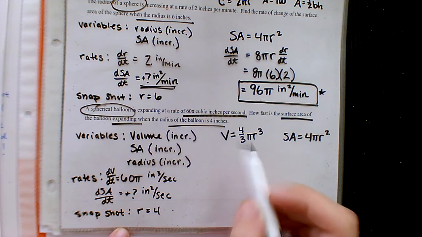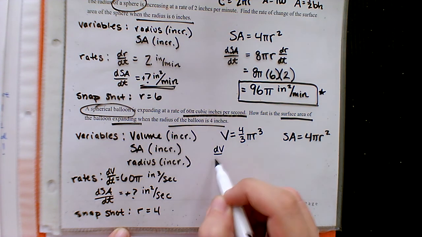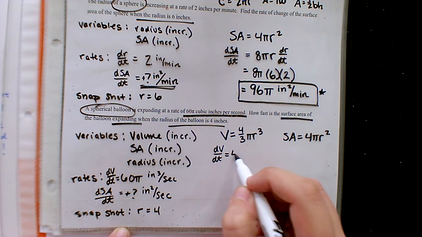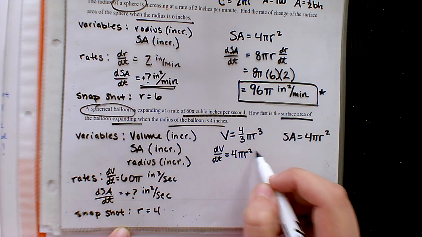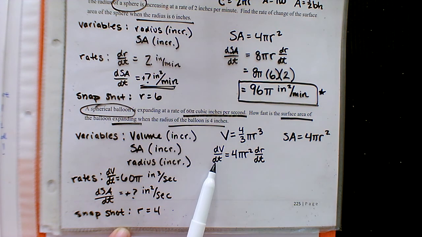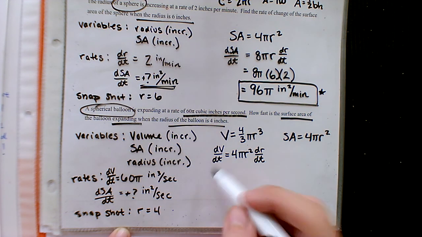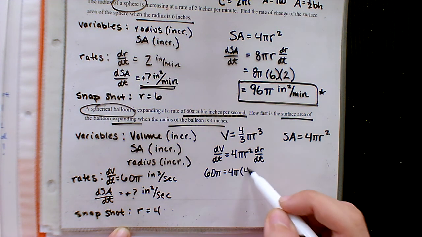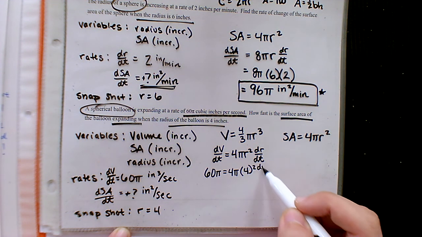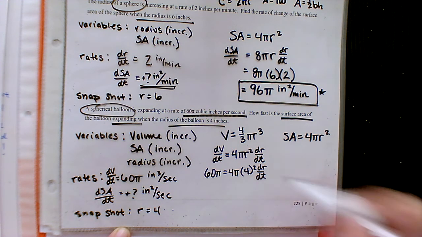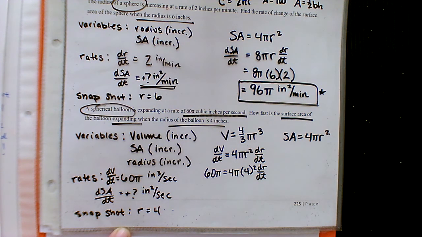Yes. If we take the derivative of volume, dV over dt, and then the derivative of the right-hand side we said was 4 pi r squared dr over dt. Do we know the rate at which volume is changing? Yep. Yeah, that was 60 pi. Do we know the radius at this snapshot moment? 4. And notice how dr over dt is the only variable we have left. So we should be able to solve for it.